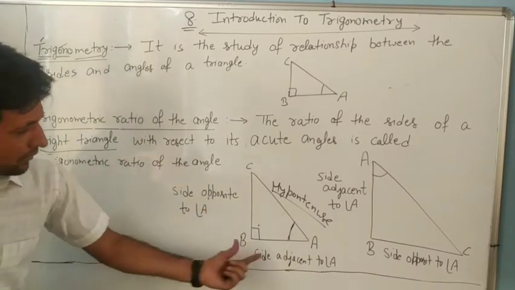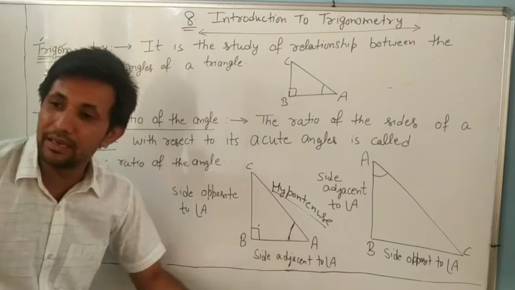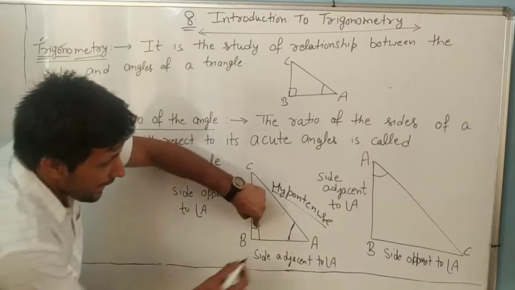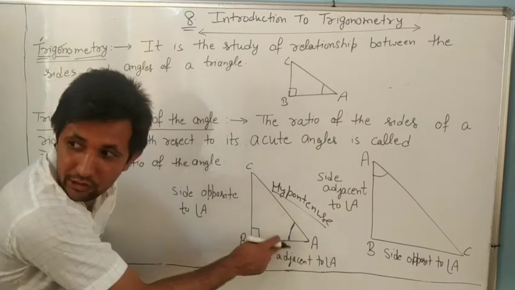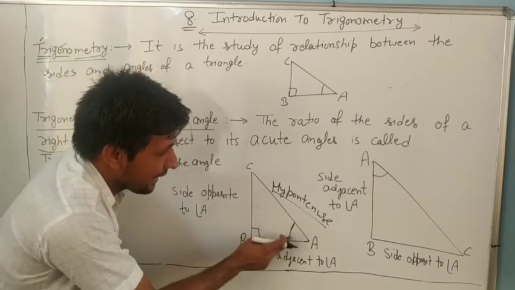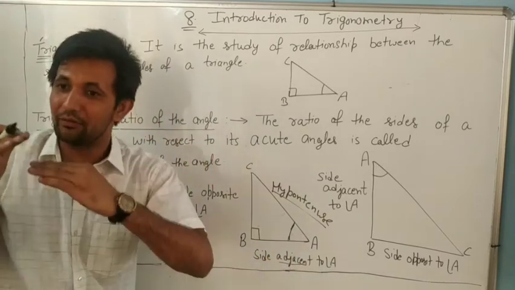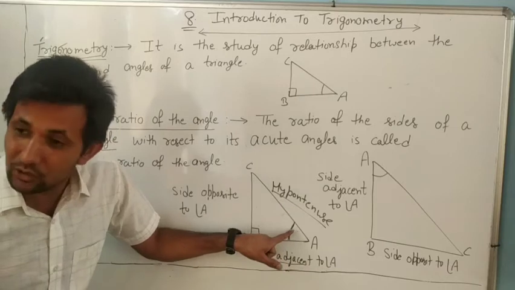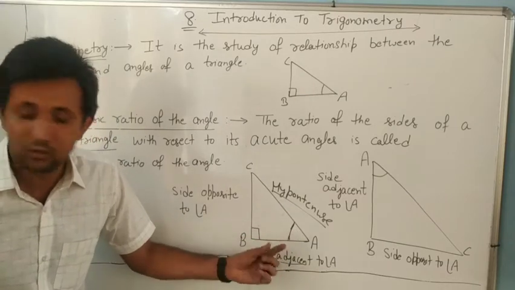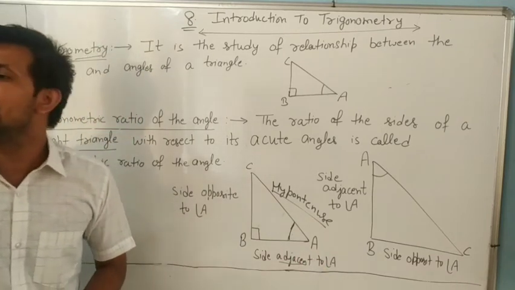And what did you say? This side, AB. Look, side AB is made by angle A, and both AB and the angle are included. So we say adjacent. Adjacent means both are near. So which one is near? Side AB is near to angle A or not? So this side can be named the side adjacent to angle A.